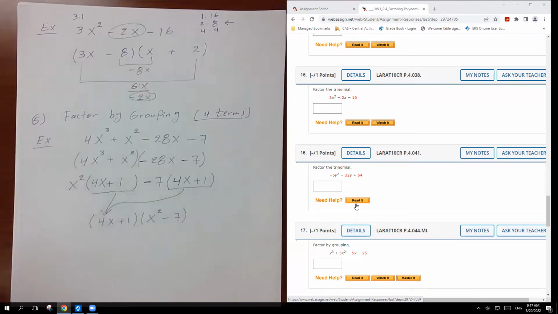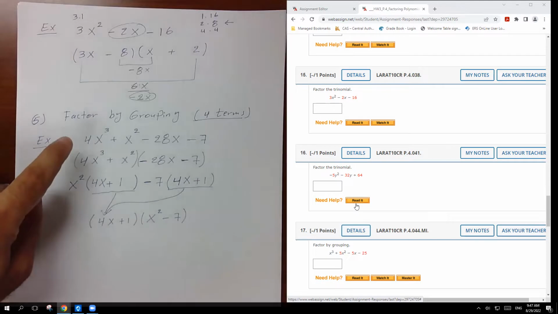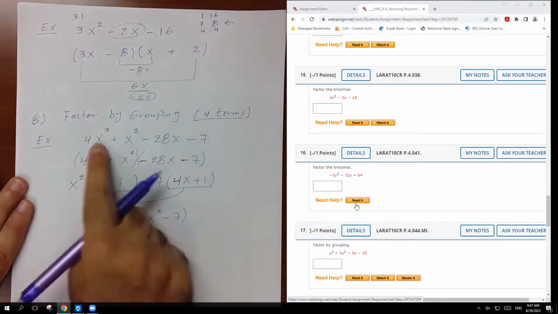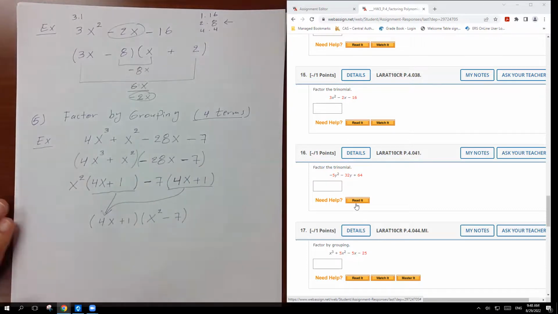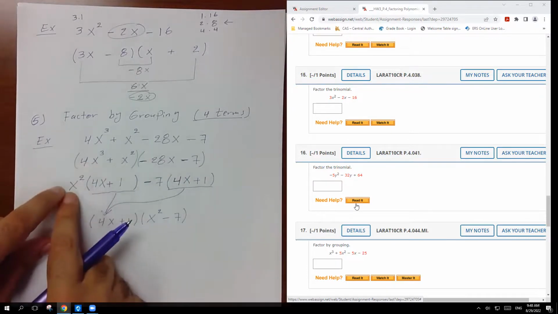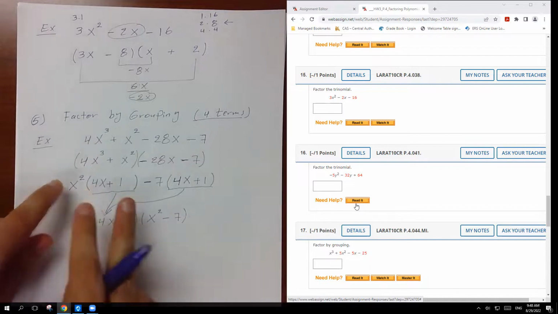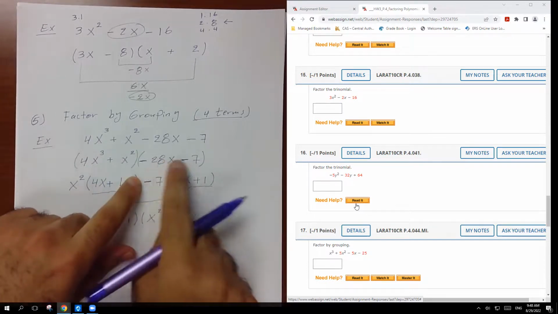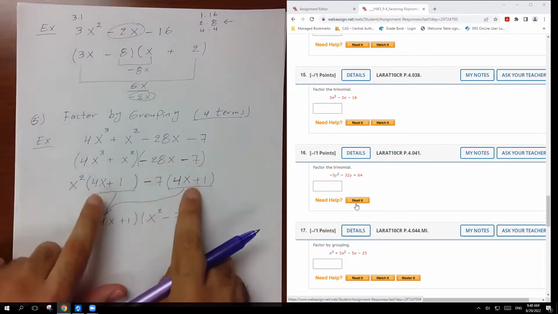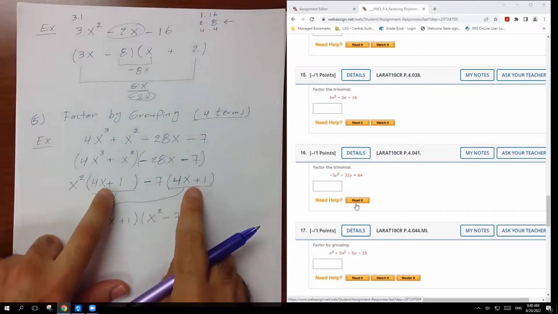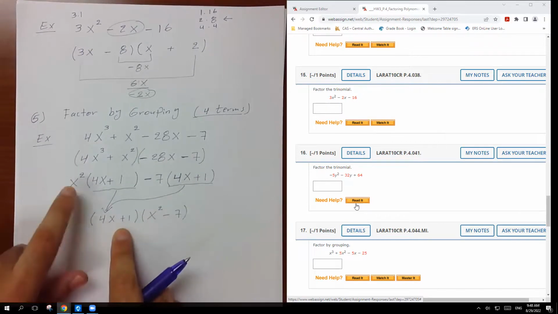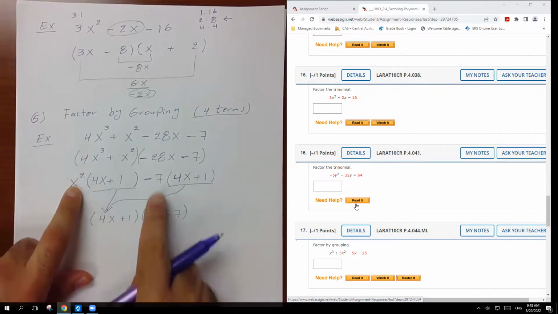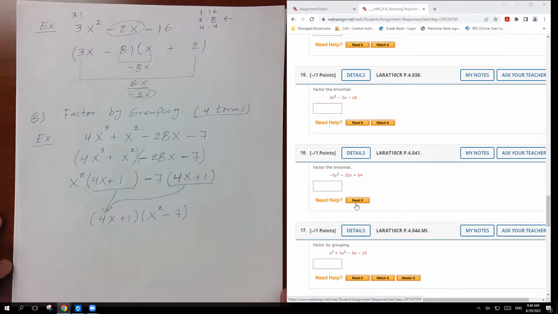This is how you're going to know. This is factoring by grouping. You have 4 terms. Group the first 2 terms and the last 2 terms. Then find the common factor between the first 2 terms, and here is the leftover. And find the common factor between the second 2 terms, and here is the leftover. Check these 2 leftovers from here and here. They are the same. Write down one of these, and the leftover here is x squared minus 7. That's it for this example.